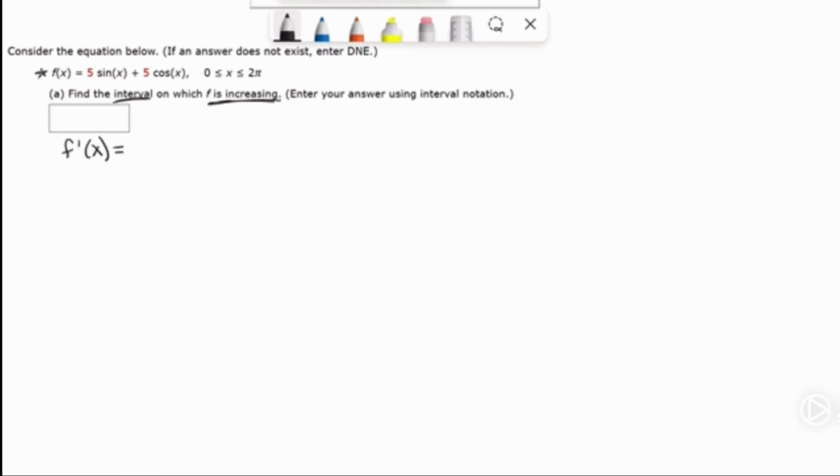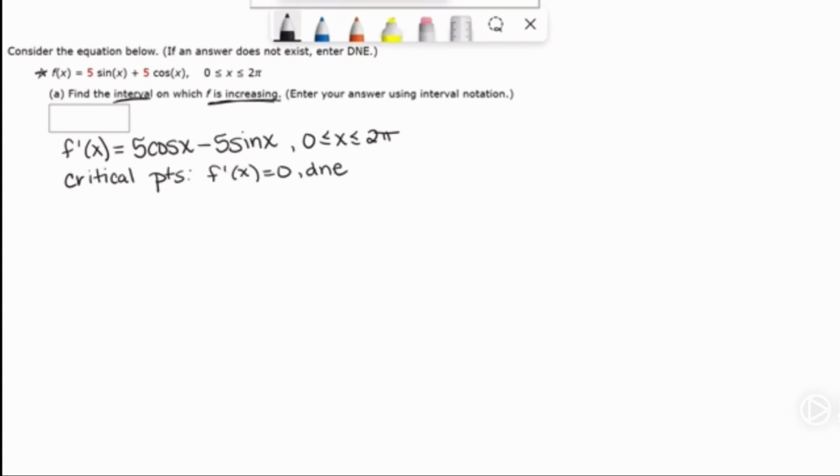So our f prime of x will equal 5 cosine x minus 5 sine x, which is our derivative. And so next what we want to do is find our critical numbers. Now, the way we find our critical numbers, critical points, is that we set our derivative to 0. Since whenever the slope is 0, it's usually when we have some extrema, so we have our critical points wherever f prime of x equals 0.